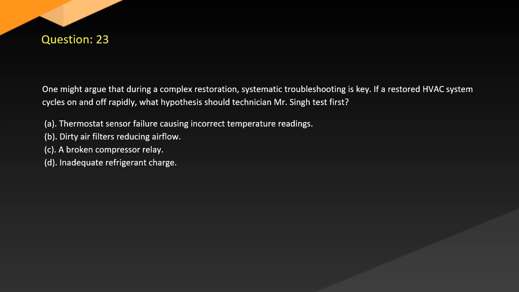Question 23. One might argue that during a complex restoration, systematic troubleshooting is key. If a restored HVAC system cycles on and off rapidly, what hypothesis should the technician test first? A. Thermostat sensor failure causing incorrect temperature readings. B. Dirty air filters reducing airflow. C. A broken compressor relay. D. Inadequate refrigerant charge.